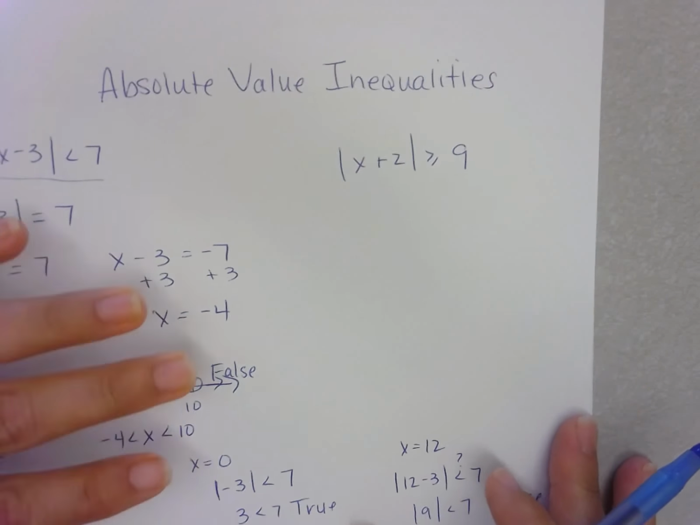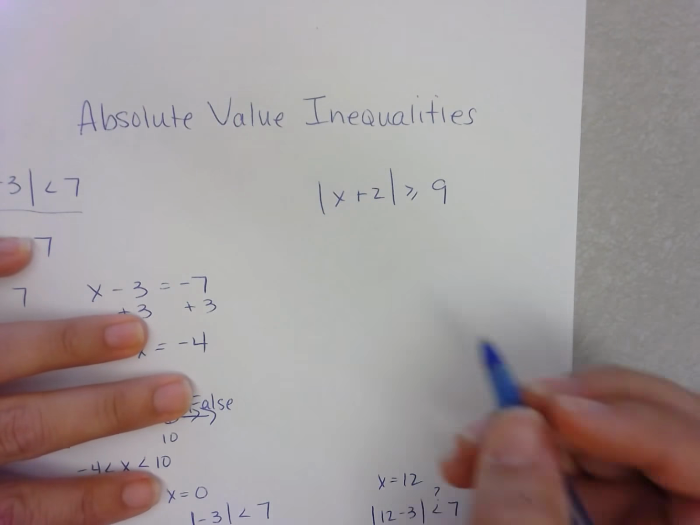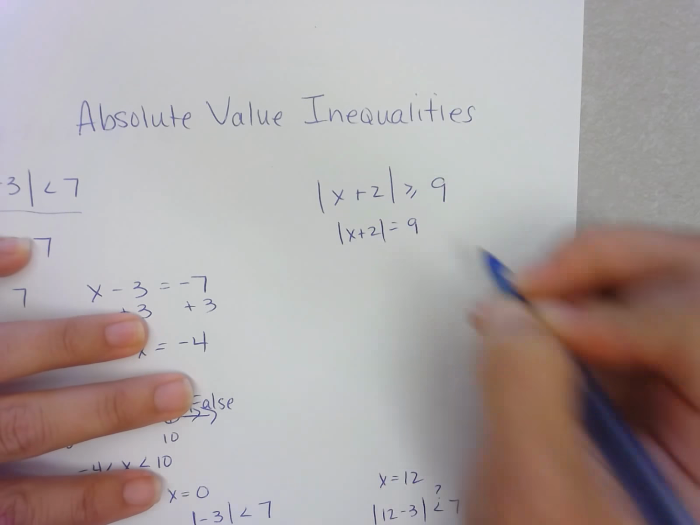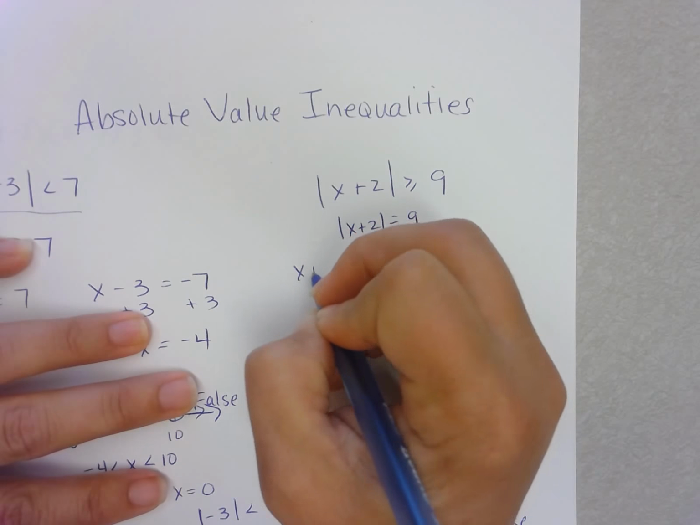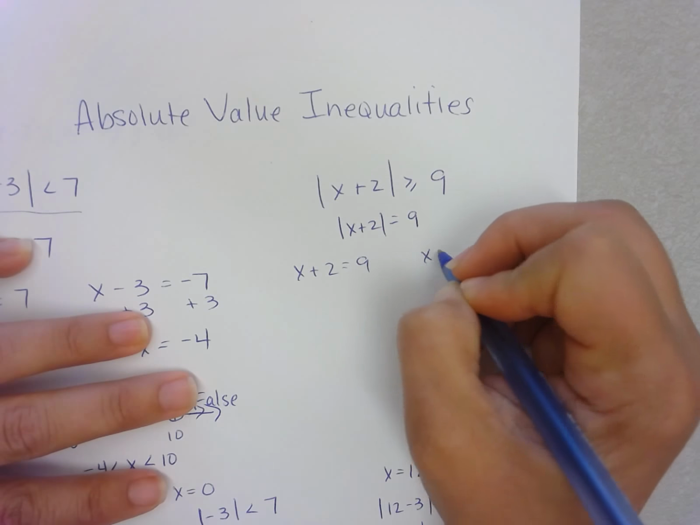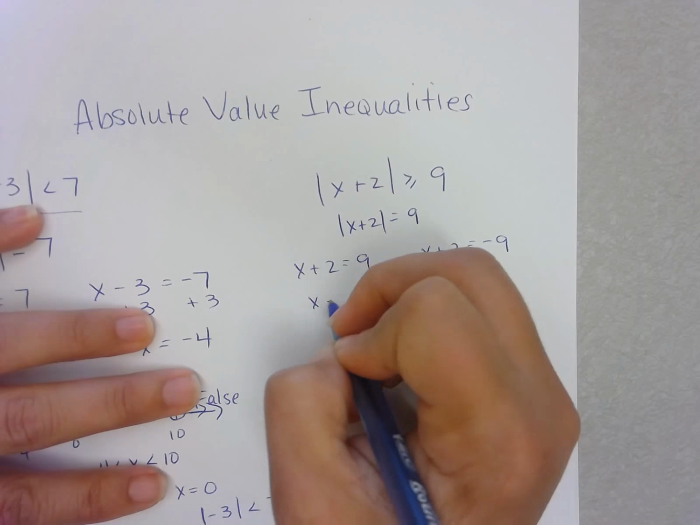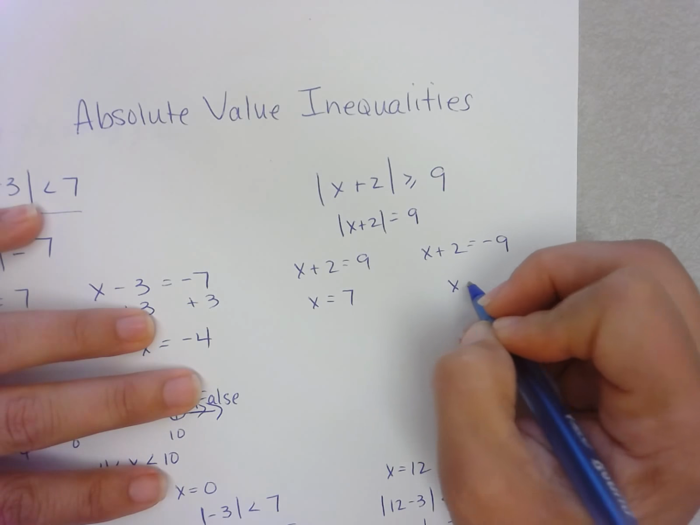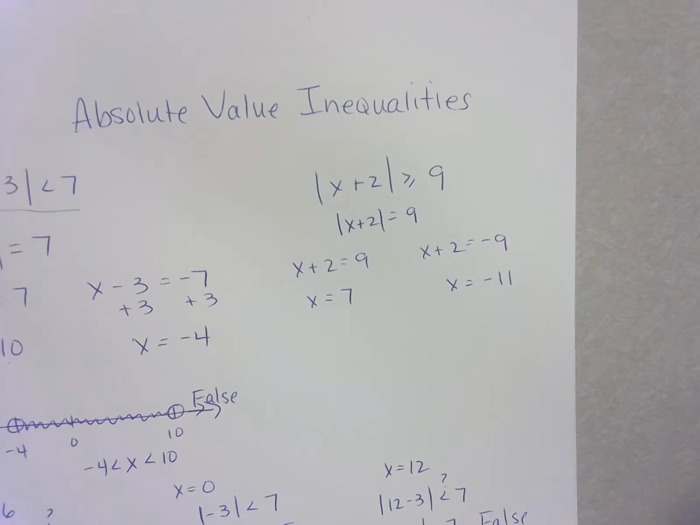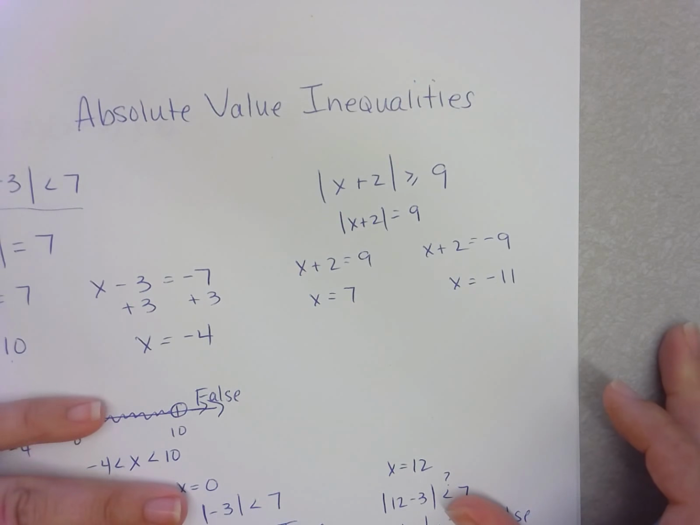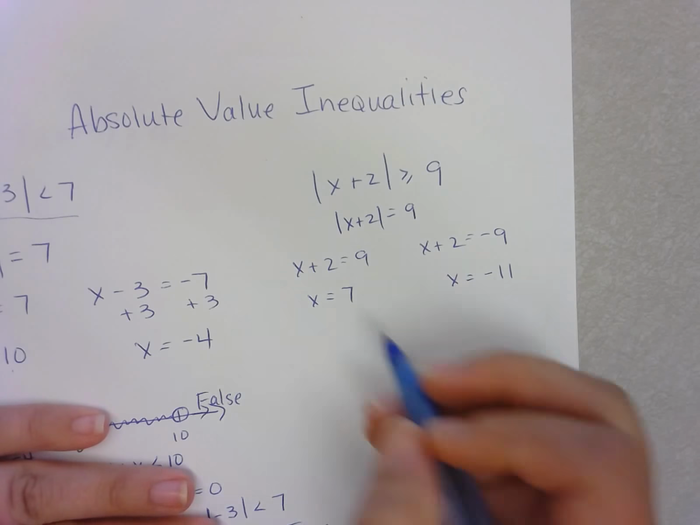All right, so let's look at this other piece over here. I'm going to solve this like it's x plus 2 equals 9. So that gives me x plus 2 is 9, and x plus 2 is negative 9. So I'm going to have x equals 7, and x equals negative 11. A quick check shows me that these actually do work, right? Because sometimes absolute value does give me extraneous answers.